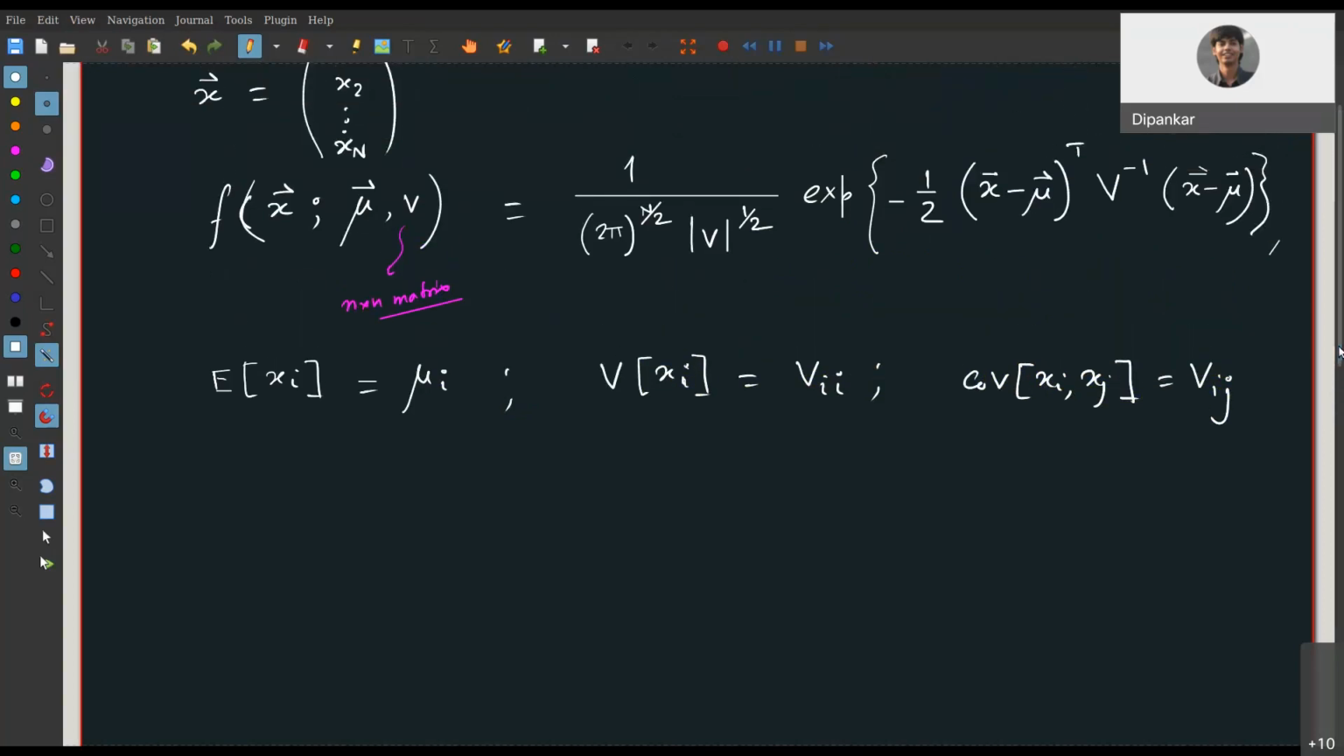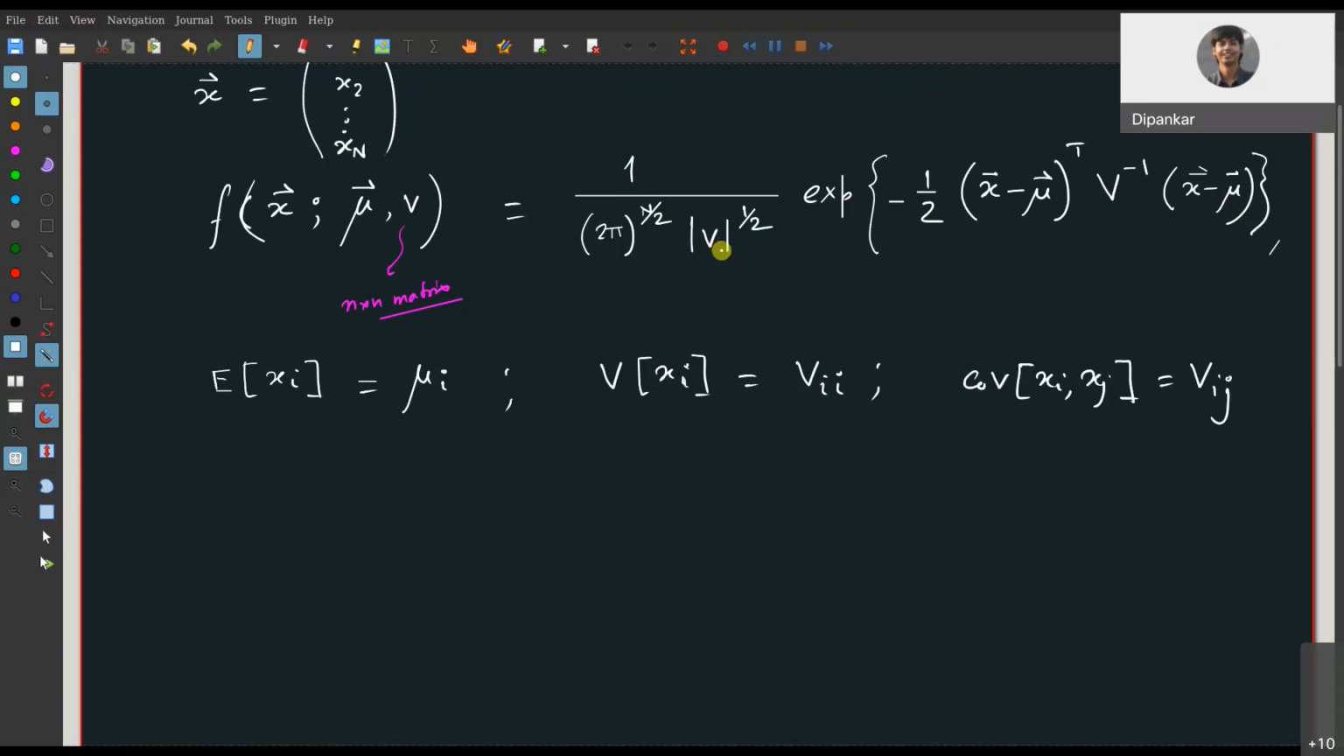So this is the definition, and you can easily check that for n equals 1, it reduces to your usual Gaussian distribution. For just one random variable, (x minus mu) times (x minus mu) is (x minus mu) whole square. V inverse is basically 1 by sigma square, and the prefactor is square root of 2 pi times sigma. And that's it. So you have this definition of the Gaussian distribution for n-dimensional generalization.